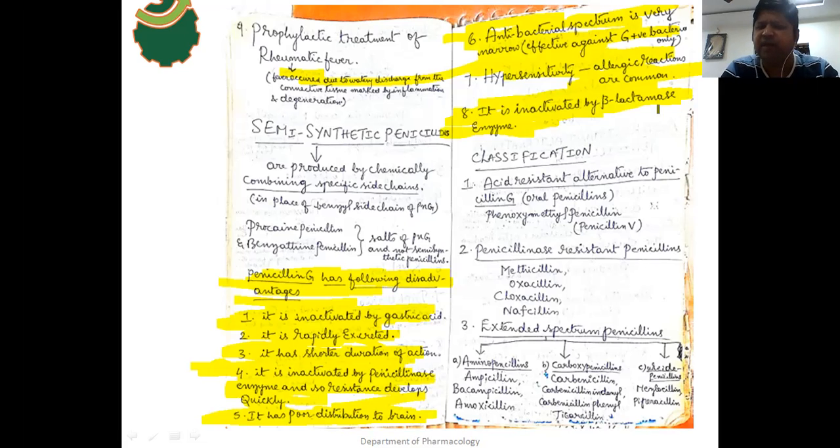And one of the major problems with penicillin is hypersensitivity. Allergic reactions are common, and it is also inactivated by beta lactamase, which will cleave or hydrolyze the beta lactam ring of penicillin and inactivate it. So many resistant bacteria which produce beta lactamase will not be killed by penicillin. That is about the semi-synthetic penicillin.